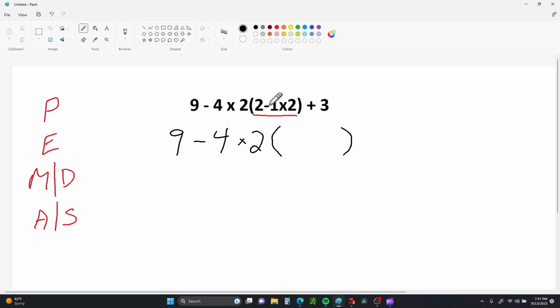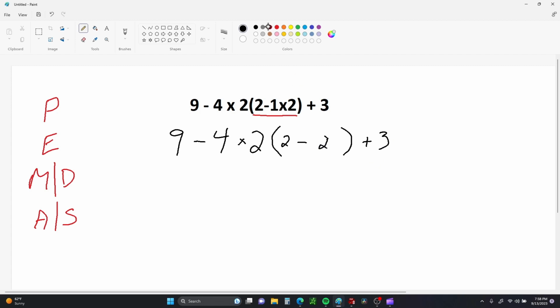So I can't do the 2 minus 1 first. So I'm going to put the 2 and the minus. And then over here, this is 1 times 2, so I have to do this piece first. So 1 times 2 is 2. So as you see inside here, I have 2 minus 2. We'll come back to that in a second. And I didn't use the plus 3, so I put it there.